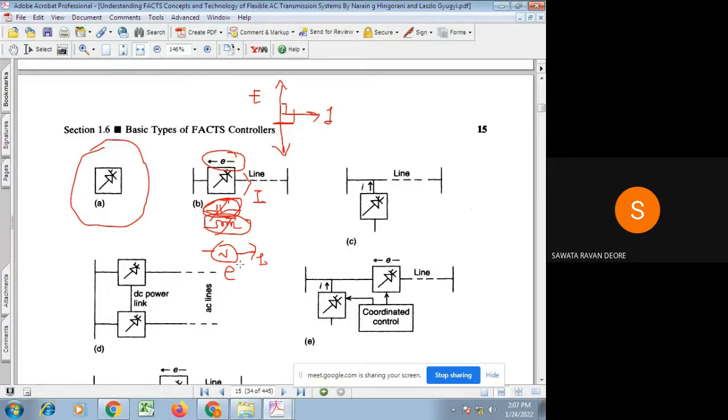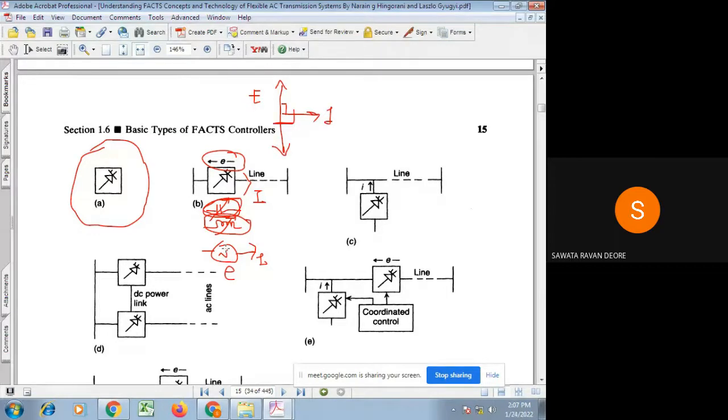And that looks like a capacitor connected in series with the line or a reactor connected in series with the line. So if you go with a capacitor connected in series with the line, it is equivalent to a voltage source connected such that the injected voltage is 90 degrees lagging the current flowing through that line. If you connect an inductor in series with that line, it is like a source connected in series with the line such that the injected voltage is 90 degrees leading the current flowing through the line.